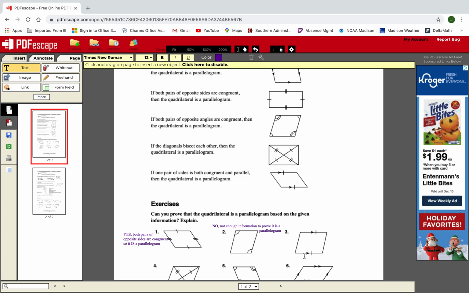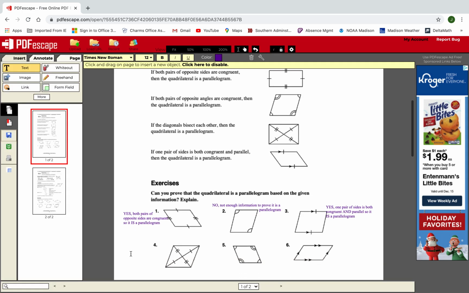Okay, and then the third one we have, this is actually this fifth situation here. We have one pair of sides, both congruent and parallel, so we can say, yes, one pair of sides is both congruent and parallel, so it is a parallelogram. Okay. For 4, we are shown that the diagonals are bisecting each other, so this is also a strong yes.